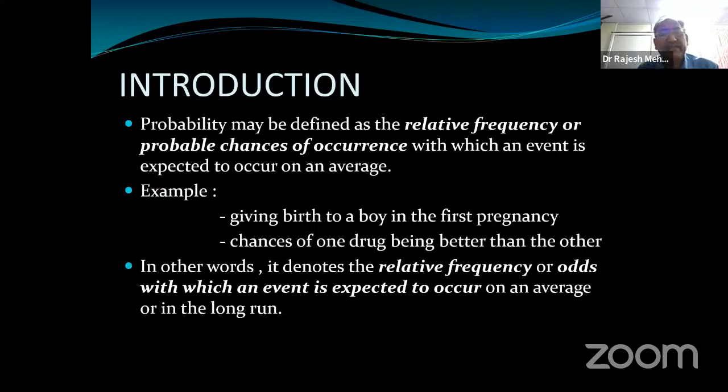One example is giving birth to a boy in the first pregnancy. What will be the probability that the first child will be a boy? Or the chances of one drug being better than the other. Drug A is giving this much result and drug B is giving this much result. For example, azithromycin is giving this result and amoxicillin is giving this much result. Which one is better? What are the chances? In other words, it denotes the relative frequency or odds with which an event is expected to occur on an average or in the long run.